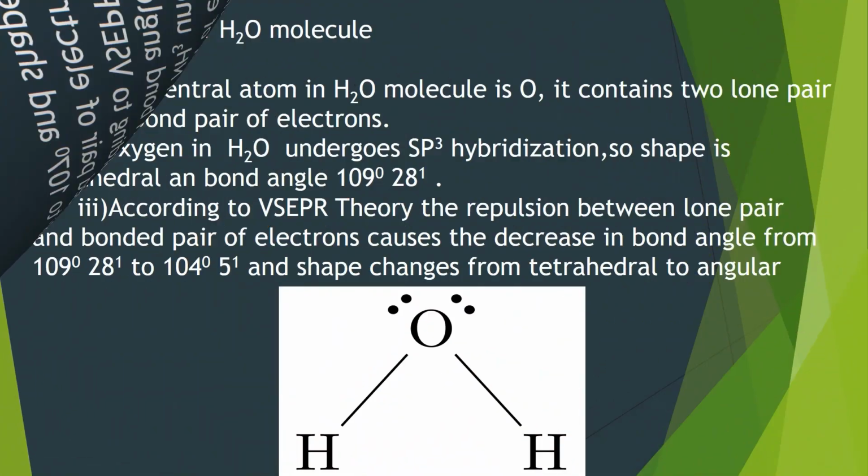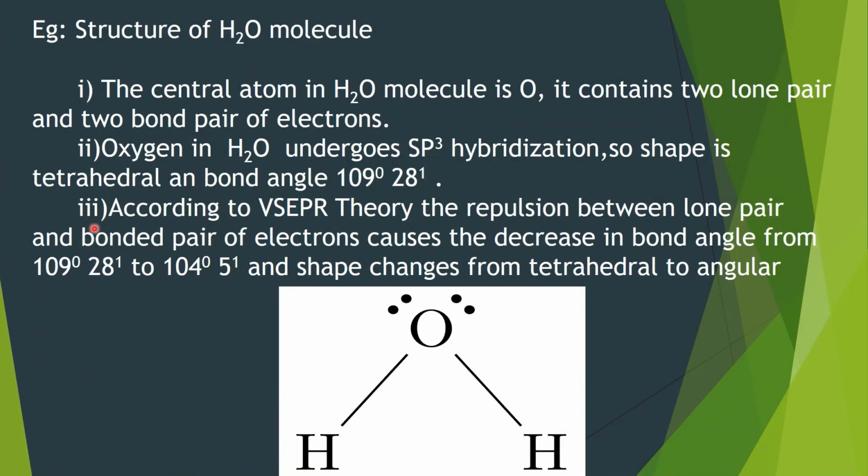Next example, structure of H2O molecule. The central atom in the H2O molecule is oxygen. It contains 2 lone pairs and 2 bonded pairs of electrons. Oxygen in H2O undergoes sp3 hybridization. I already told you, if any atom undergoes sp3 hybridization, the regular shape is tetrahedral and bond angle is 109 degrees 28 minutes. But VSEPR theory explains why the H2O molecule is angular and why the bond angle is 104 degrees 5 minutes.